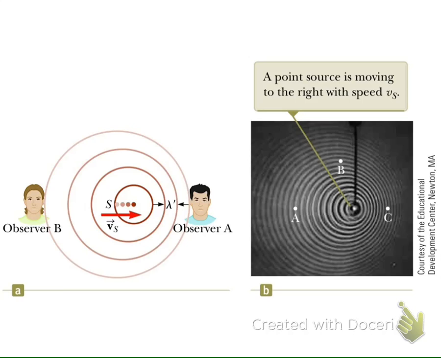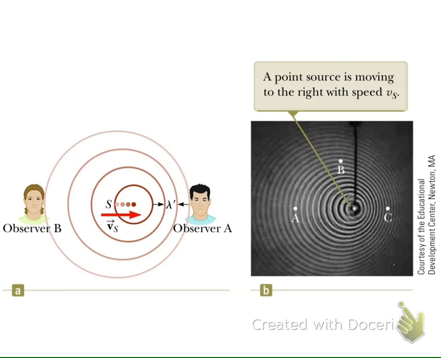And we can also see that for this observer B, where the source moves away from the observer, the wavefront that goes to the observer B will have a larger lambda, a larger wavelength, than the distance between adjacent wavefronts if the source is stationary. Okay.